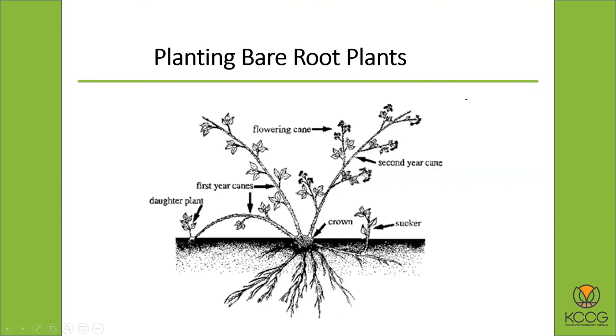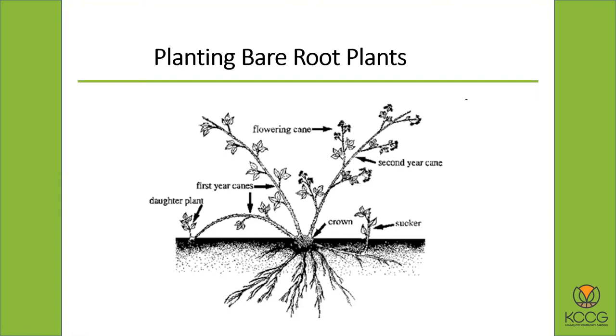So this is not only how to plant or a little bit of what it looks like once planted, but also a little bit about cane biology. And this in particular is with a blackberry. Because with blackberries, they actually have two different stages of canes. Blackberries are basically a perennial crop with biennial canes, meaning they're perennial, they're going to come back year after year after year, but each one of the canes has a 2-year life cycle.